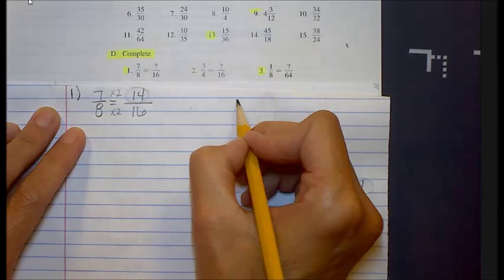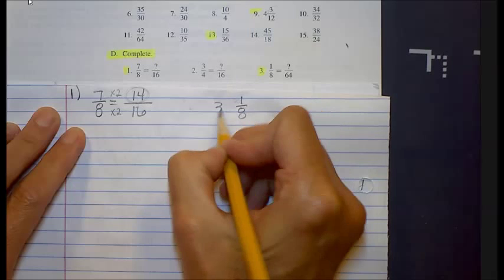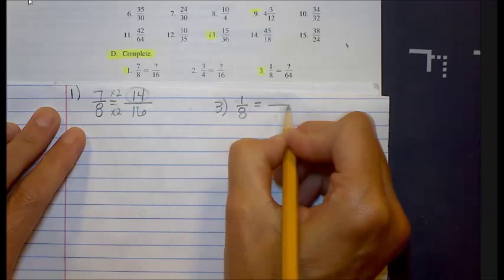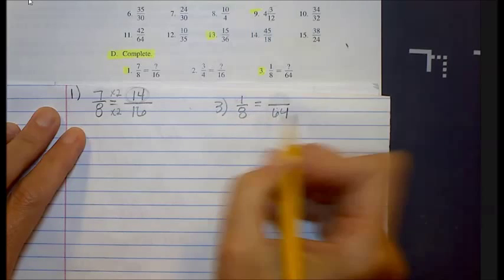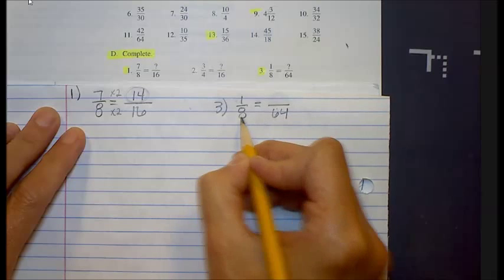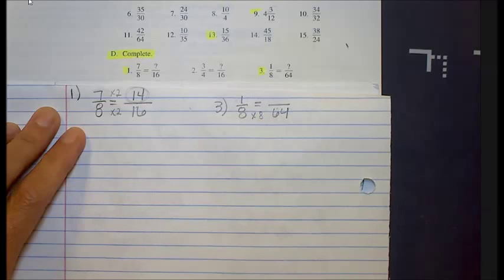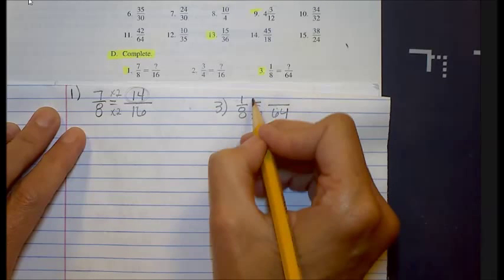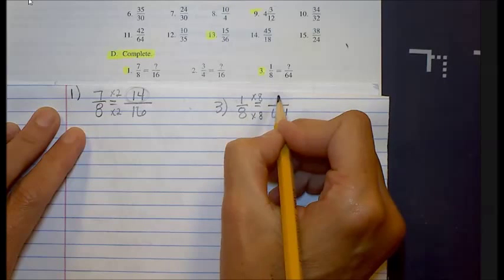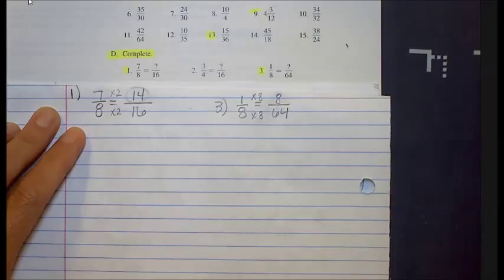Let's do number 3 here. 1/8 is equal to how many 64ths? So on the bottom here, 8 times what equals 64? 8, right? Yeah. So I'm going to do that same multiplication on the top. 1 times 8 is 8. So 8/64 is equivalent to 1/8. Right?